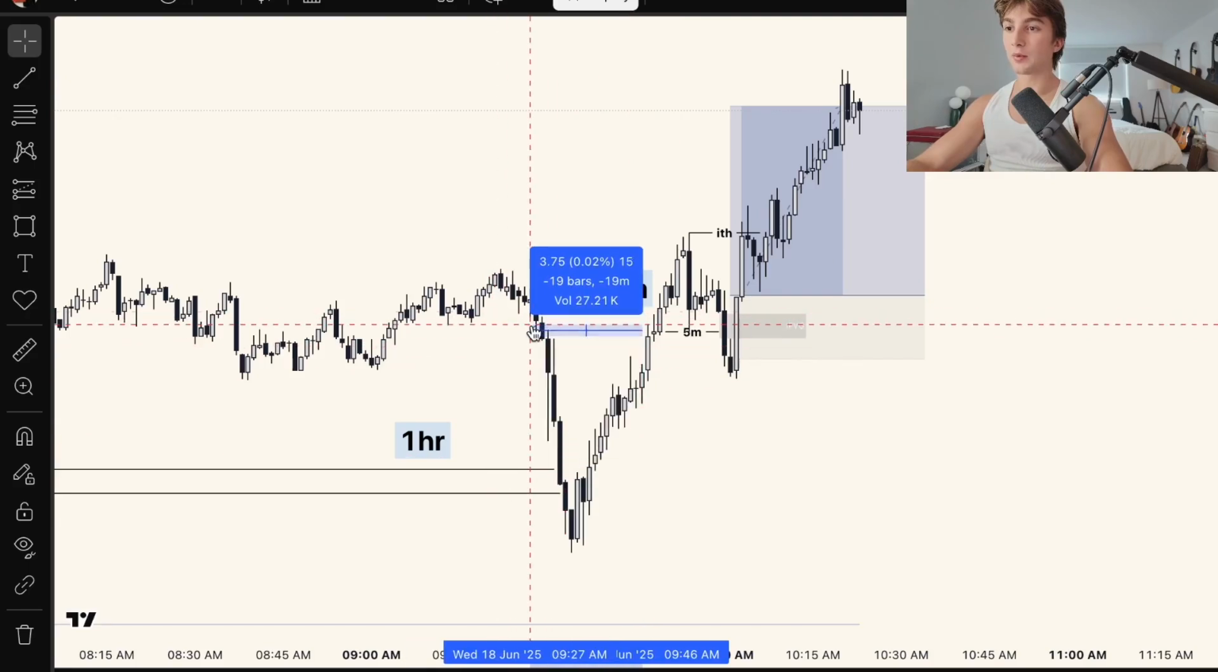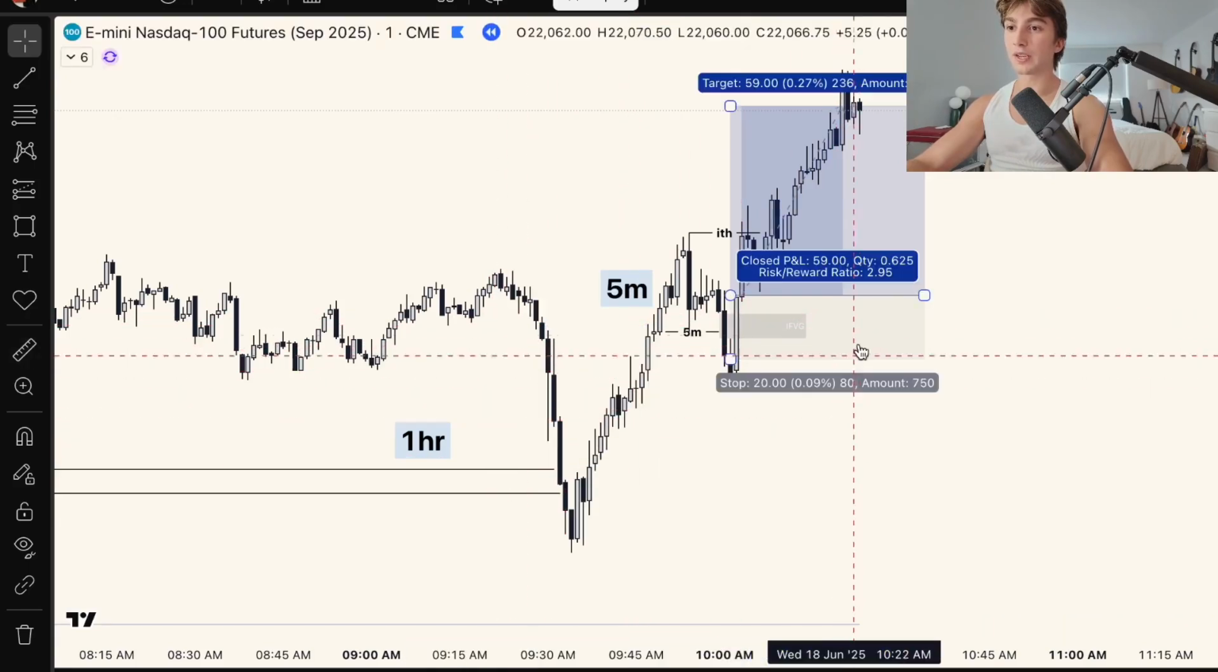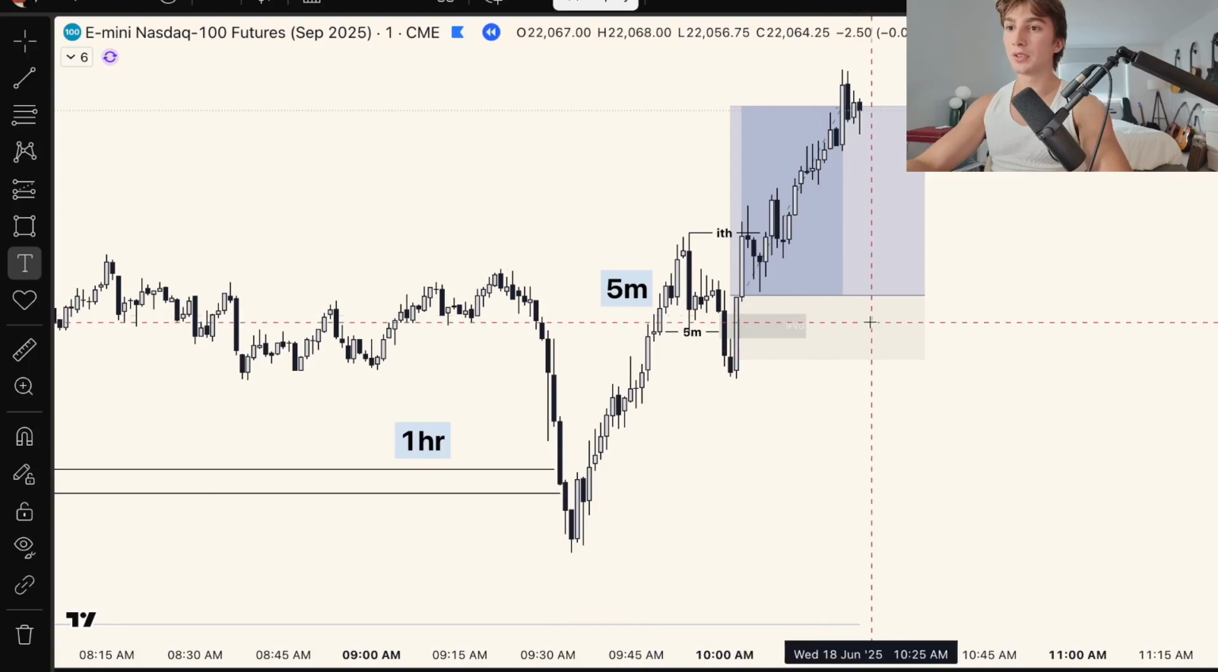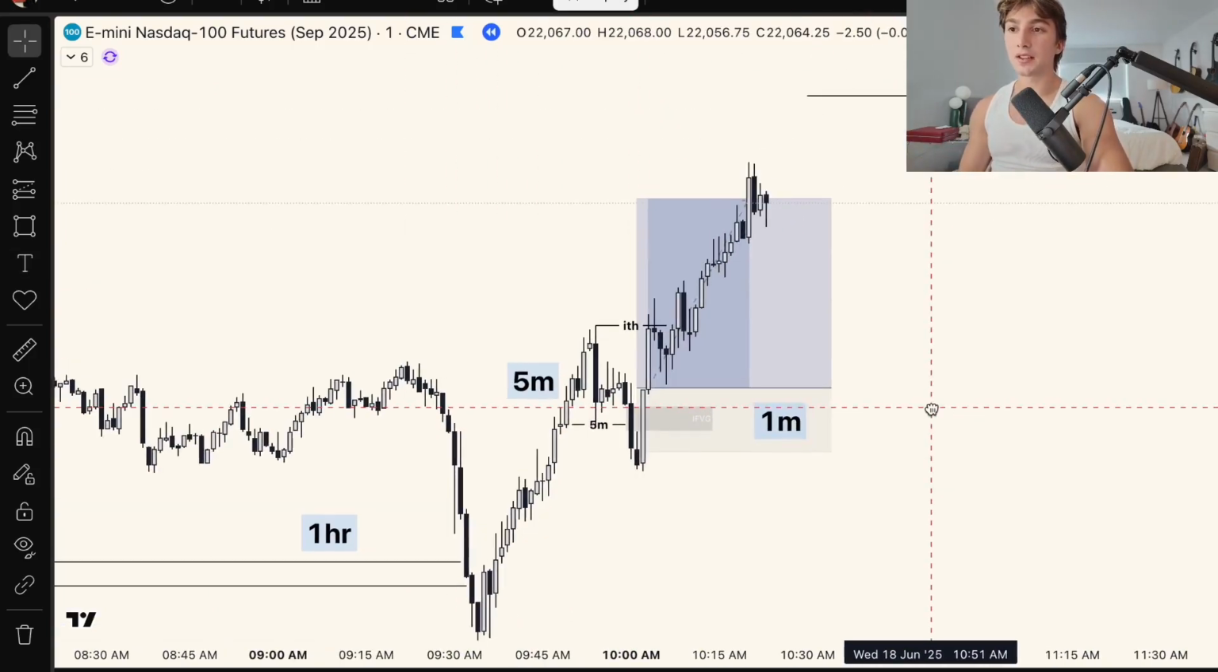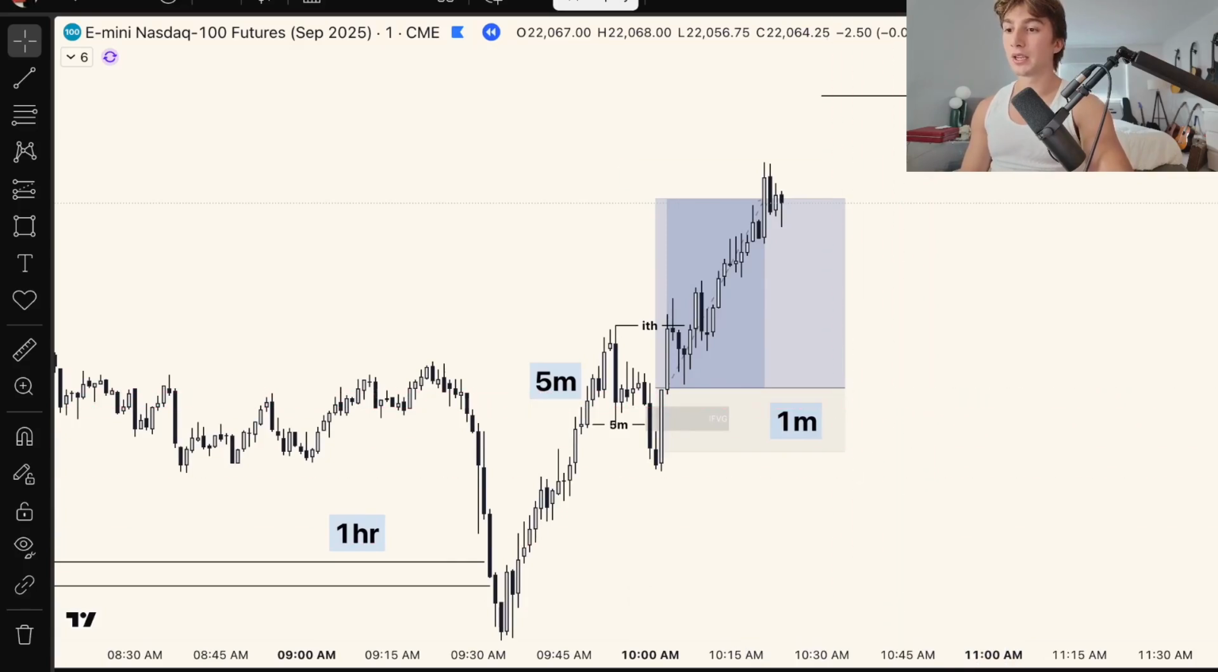We have 5 minutes getting ran through here. And then we open up a 5 minute bullish fair value gap. And then what's the last piece of the puzzle? The 1 minute right there. 1 hour to 5 minute to 1 minute. That's exactly how I tell you guys that you should be aligning your time frames.